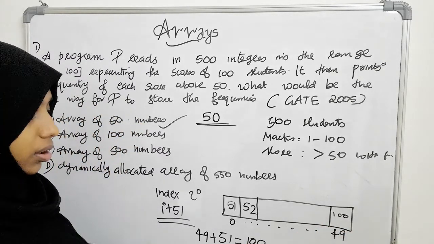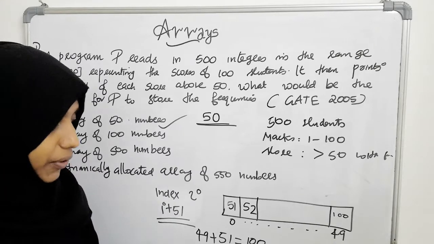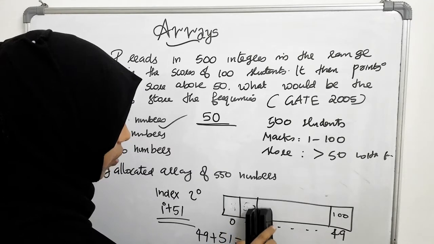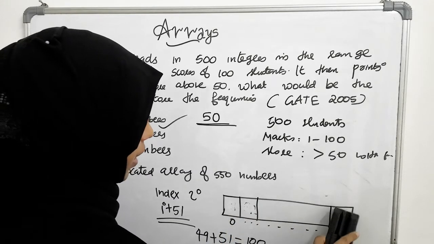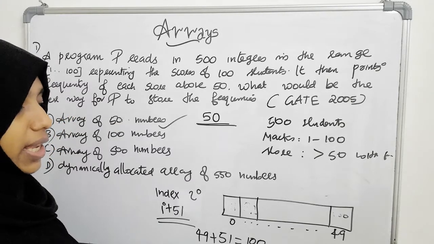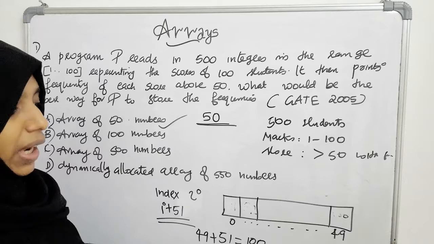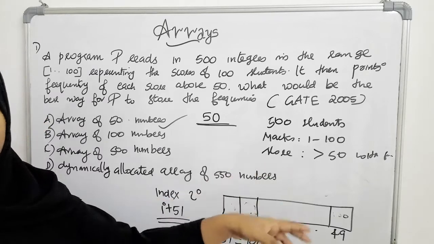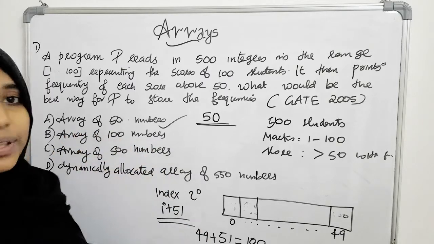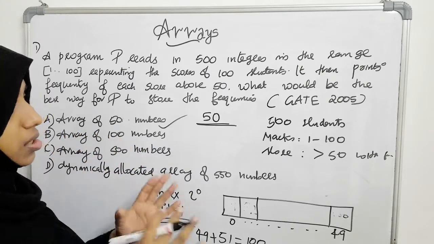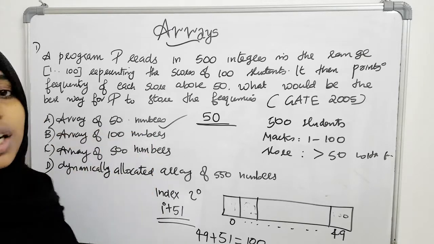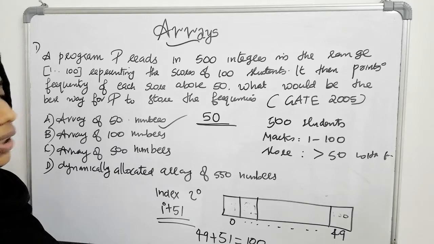These are frequencies, not the marks. So the frequency of 51 can be stored here, the frequency of 52 can be stored here, the frequency of 100 can be stored here. So we can use the index of the array as an indicator of the mark, and the array elements will be the frequencies. So an array of 50 numbers is sufficient to store this. That is the best way to represent it. So this is the answer.